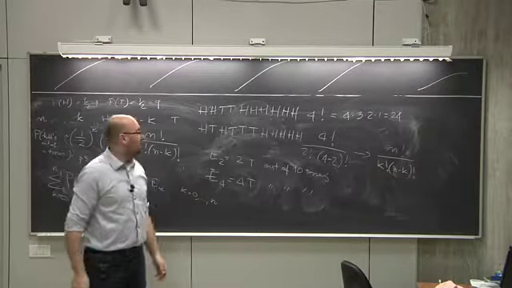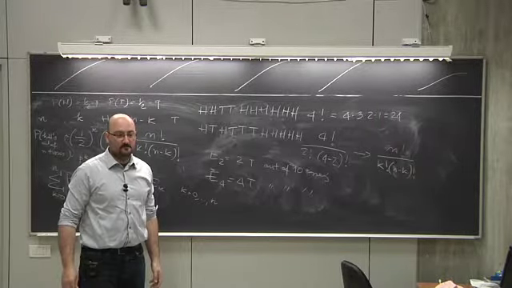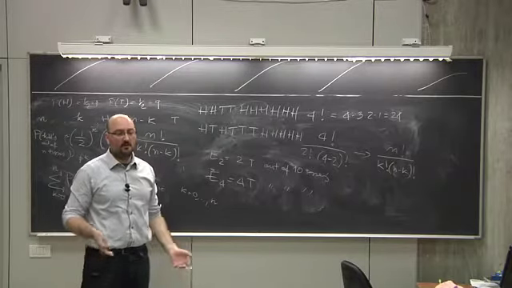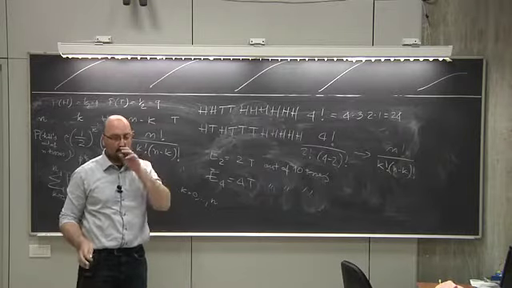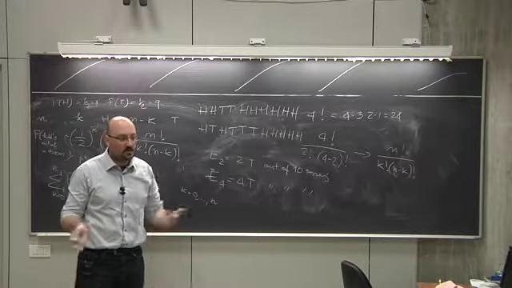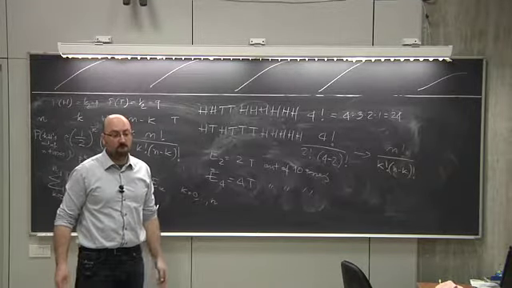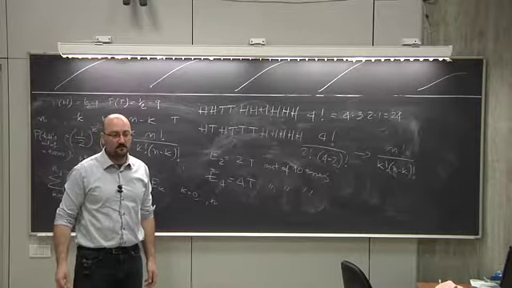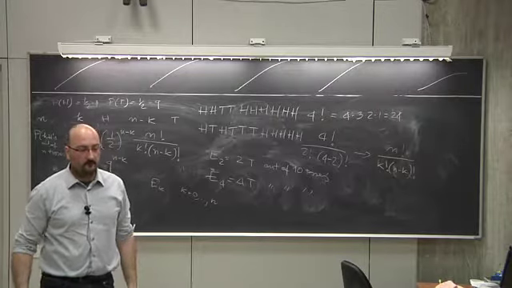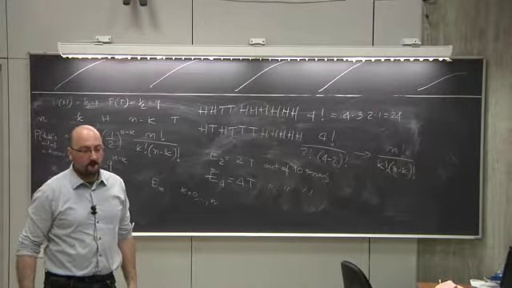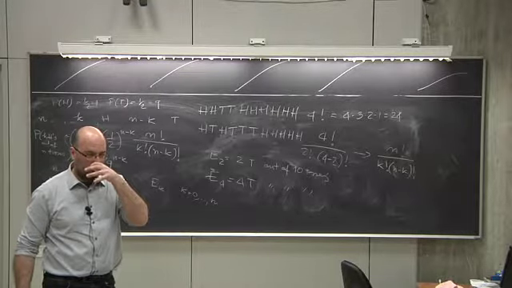Okay, let me take. The elements of the first set have exactly 2 tails. The elements of the second set have exactly 4 tails. So which elements are in common? None. So the intersection of A1 and A2 is the empty set. The probability will be the probability of the first one plus the probability of the second one, because the probability of A1 intersect A2 equals 0.